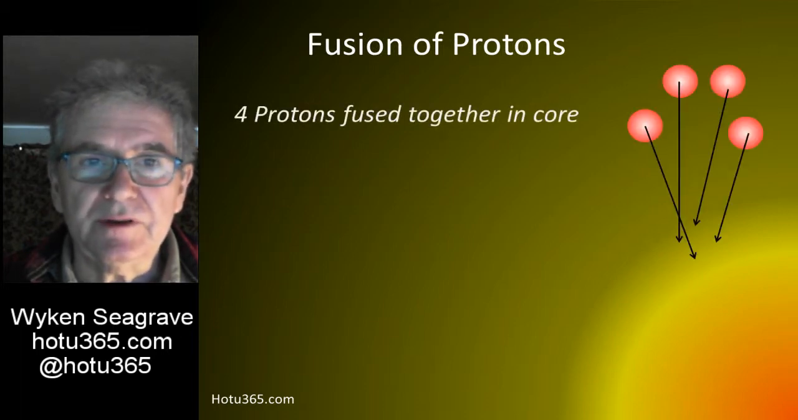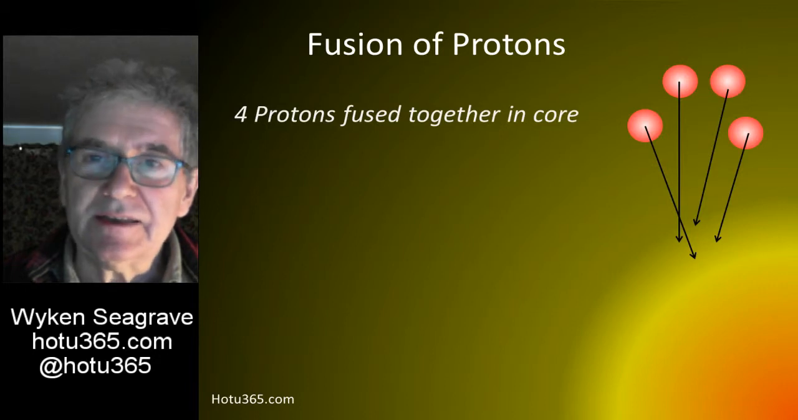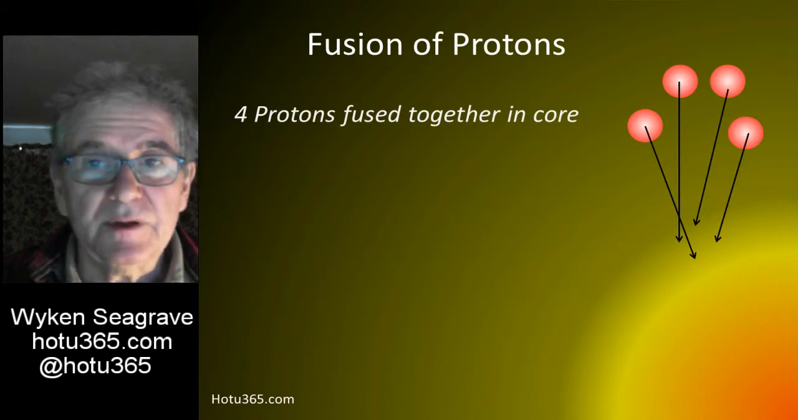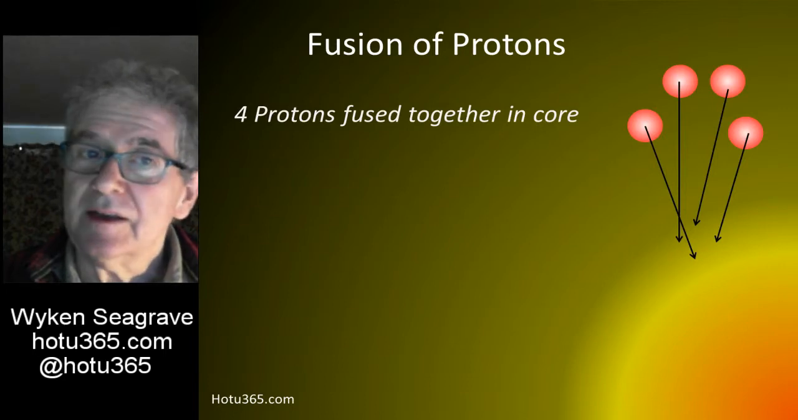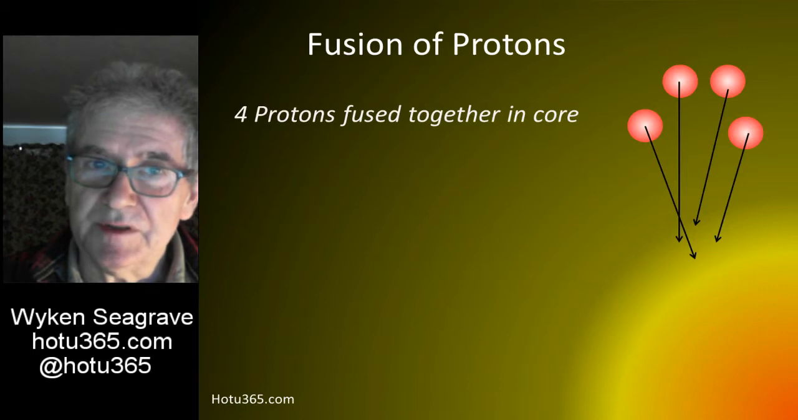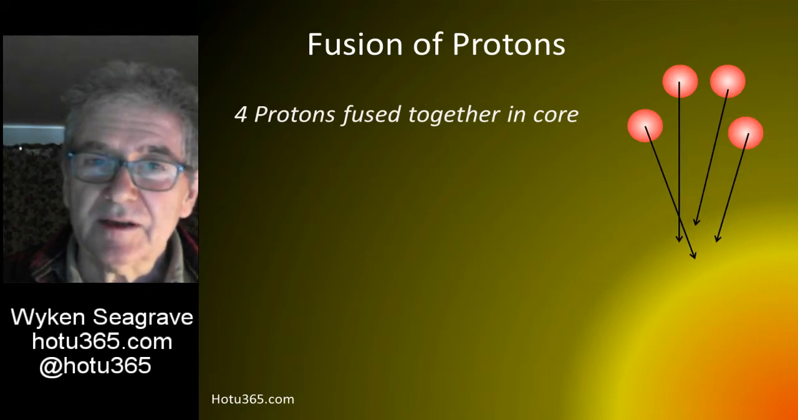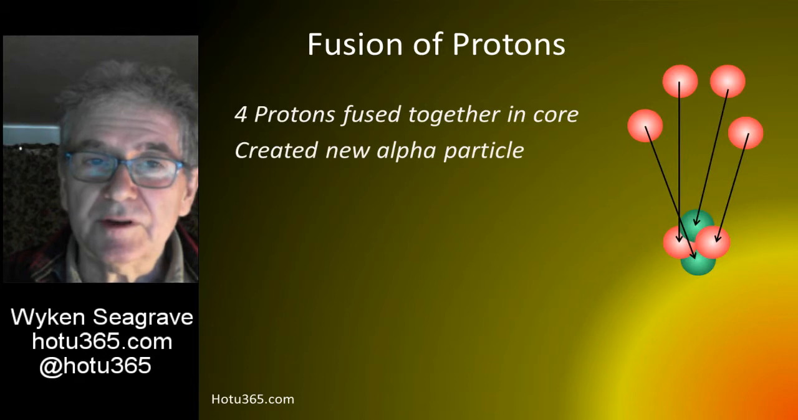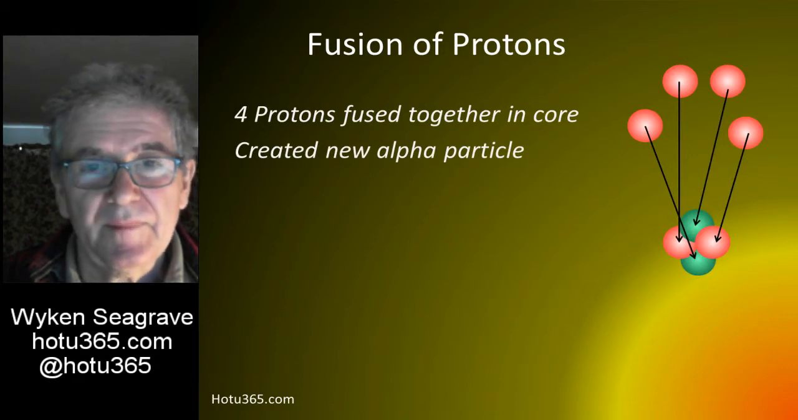So 4 protons fused together in exactly the same way as they did from 10 seconds to 20 minutes after the Big Bang. We described this in episode 11. Can you remember what was produced from this fusion? There were small particles consisting of 2 protons and 2 neutrons. A particle called an alpha particle.